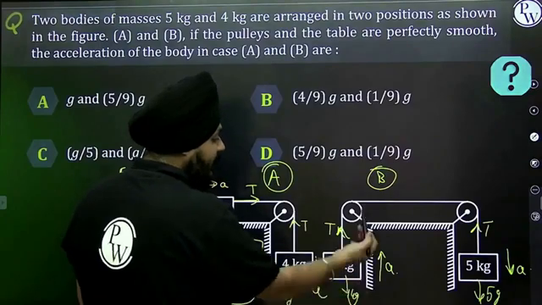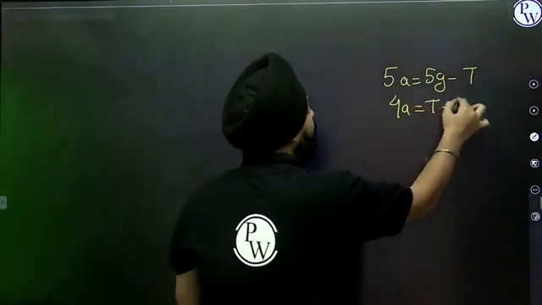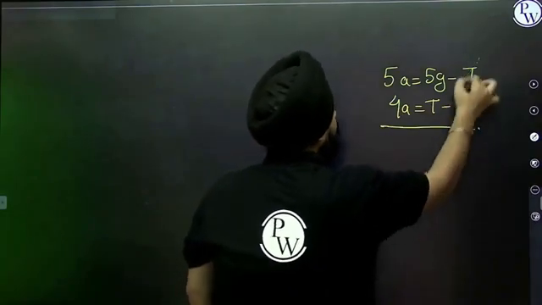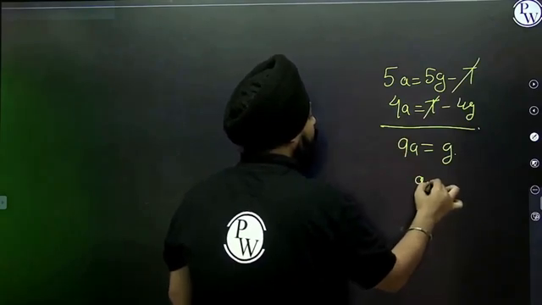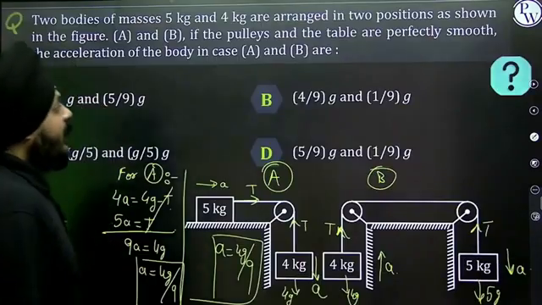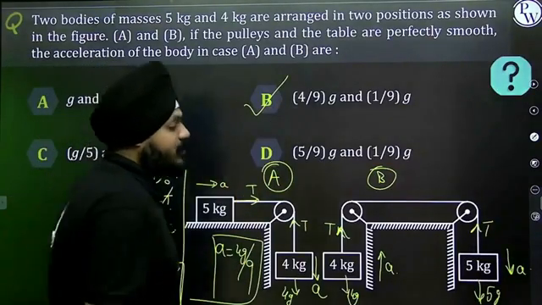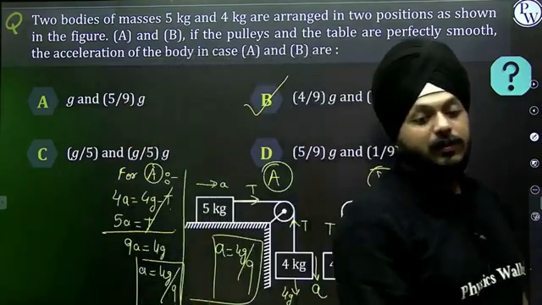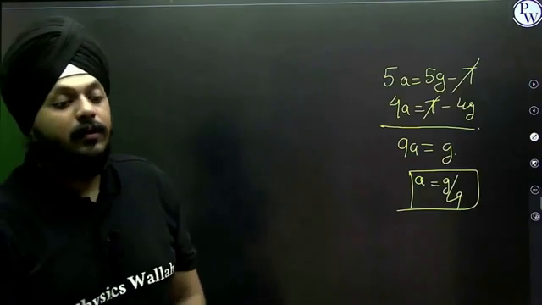For this, the net acceleration is in upward direction. So it is 4a is equal to t minus 4g. This t is going to cancel. This is g. 9a, a in the case of b, is equal to g by 9. Acceleration in the A case is 4g by 9. B is the perfect answer. These are the simple pulley case problems.